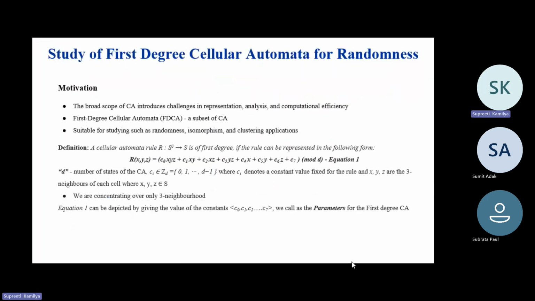Yes, this one, C0 XYZ. So the degree of X1, Y1, and Z, all degrees are one only. In this equation, we can see the degree is one. Of this polynomial you have written, the degree is 3. You have taken XYZ.